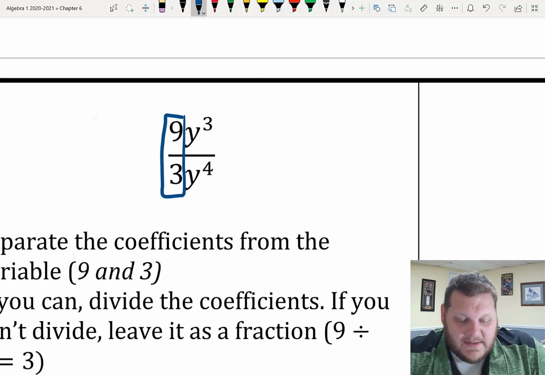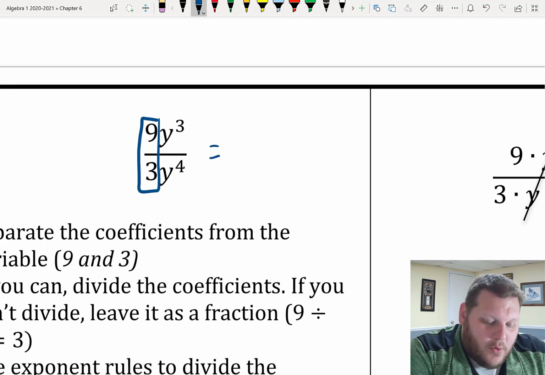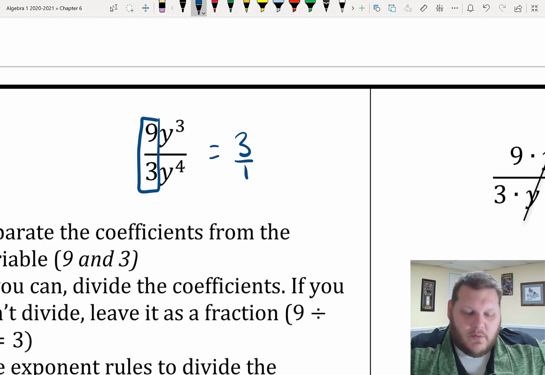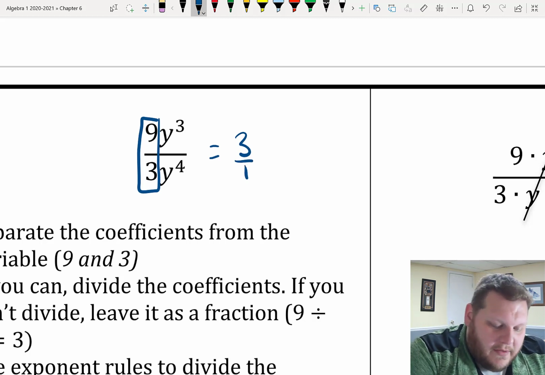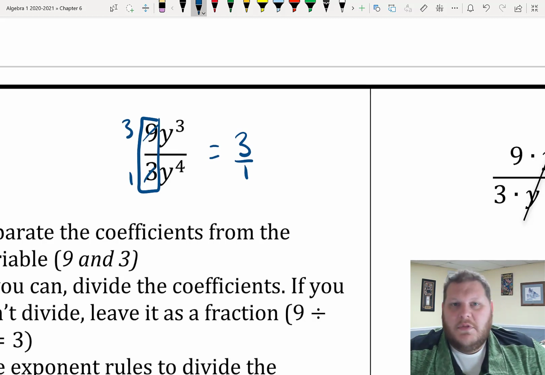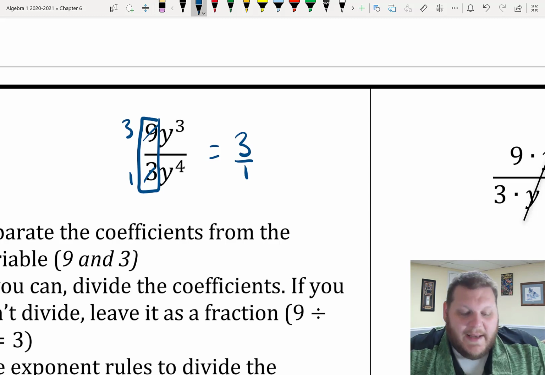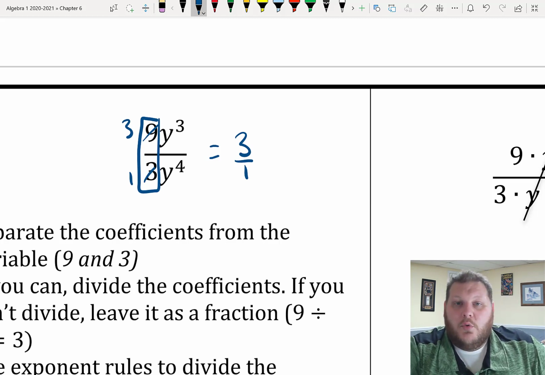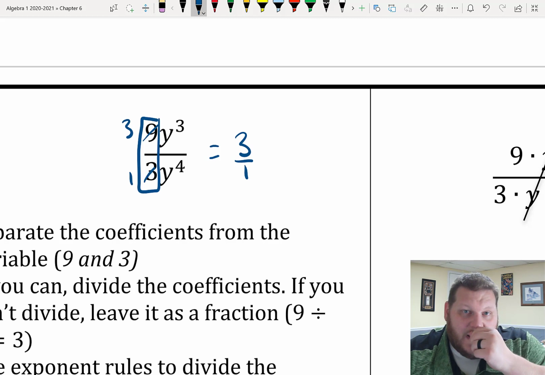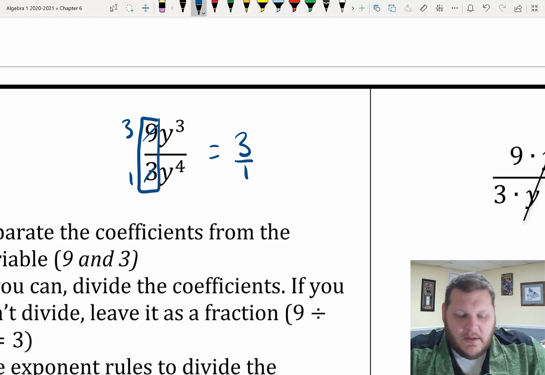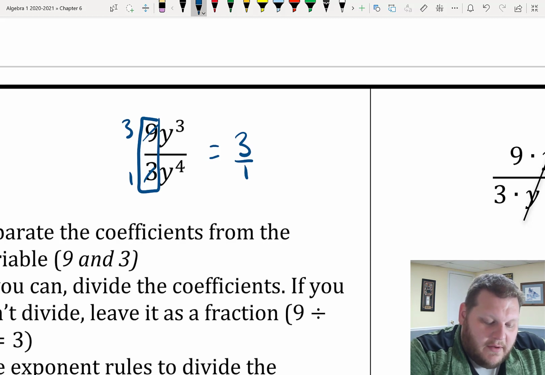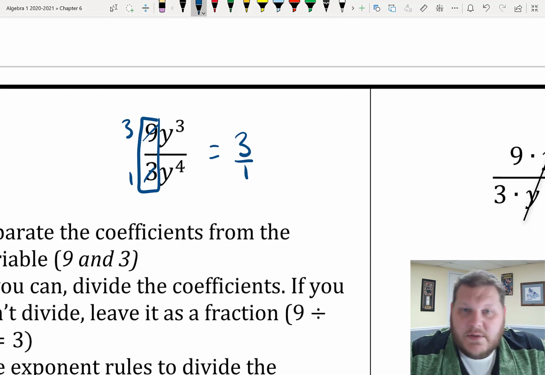So in this case, 9 over 3, that would reduce to a positive 3 over 1. 9 over 3, they both are divisible by 3, so I'm just reducing both of them, dividing top and bottom by 3. That's how I'm doing that. And now we go back to our rule that we used before. If I have the same base and I have them being divided, I would just subtract my exponents. So I've got 4 minus 3 is 1.